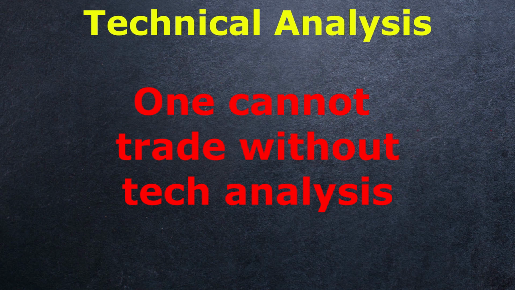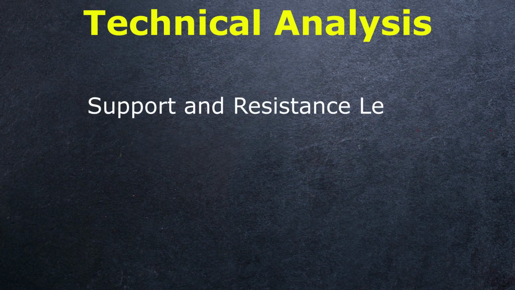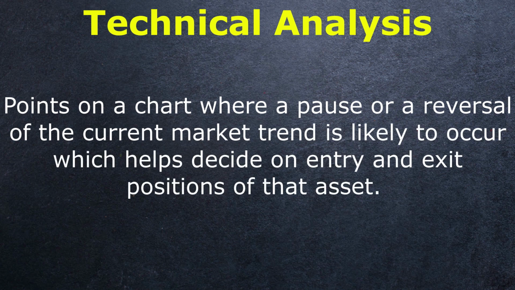So there's also a saying that what the fundamentals are projecting is already projected in the charts, right? We're using the candlesticks, right? So technical analysis is basically like the king, right? Technical analysis is everything. So technical analysts basically observe things such as support and resistance levels, which are the levels on the charts used to identify those crucial points on the chart where a pause or a reversal of the market trend is likely to occur, which helps to decide on things like entry and exit positions when you enter this market, right?